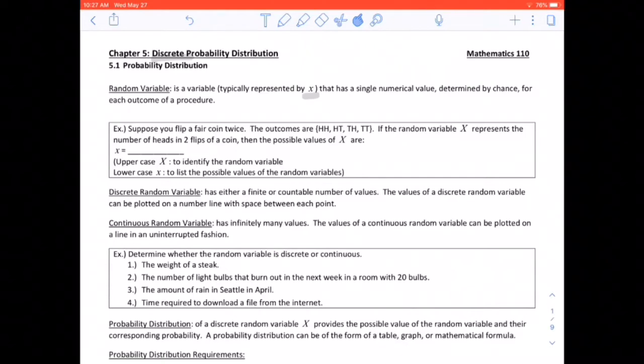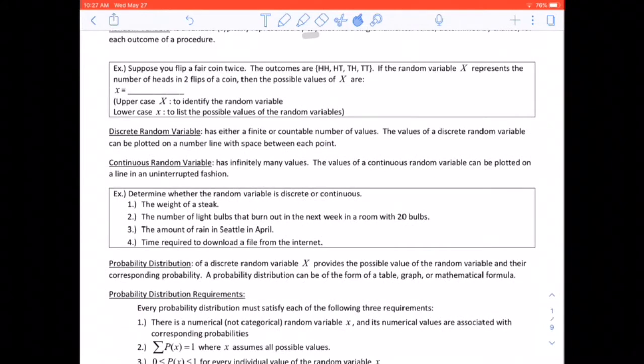So the example says, suppose you flip a fair coin twice. The outcomes are heads, heads, heads, tails, tails, heads, or tails, tails. If the random variable x represents the number of heads in 2 flips of a coin, then the possible values of x are 0 heads, 1 head, or 2. Uppercase X is used to identify the random variable, and lowercase x is used to list all the possible values of that random variable that we have.